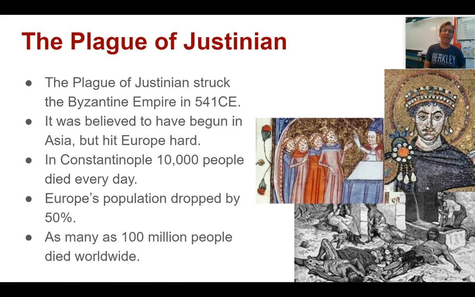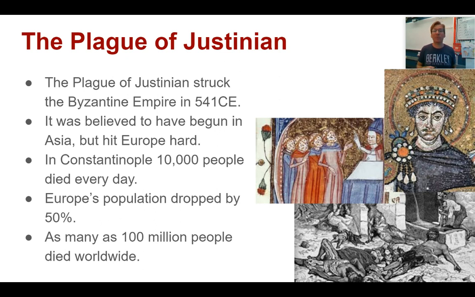Then it hits again. The plague of Justinian hits the Byzantine Empire in 541 CE. Now, this one was believed to have begun in Asia, but it didn't hit the Asian empires as hard as it hit the Europeans. Once it got to this dense population center of Constantinople, this plague just exploded. At its peak, Constantinople was estimating about 10,000 people per day were dying in this city. It does not take long at that rate to depopulate a major capital.